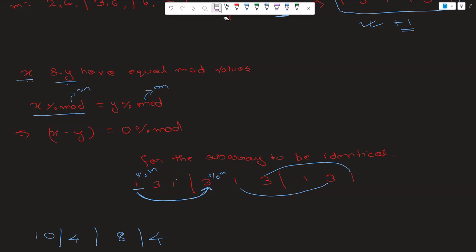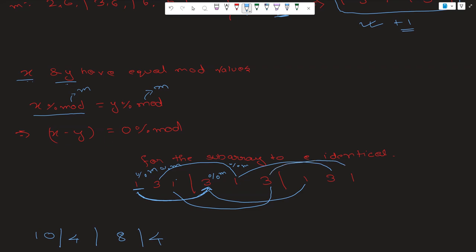Let me erase it. Whether these values are same or not. These values are same if we do modulo with m for this, modulo with m for this, and these values are same or not. And then again these two values are identical or not if we do a modulo with m. These two values are identical or not if we do a modulo with m, and these two values are identical or not if we do a modulo with m, right? So this we need to actually figure out.